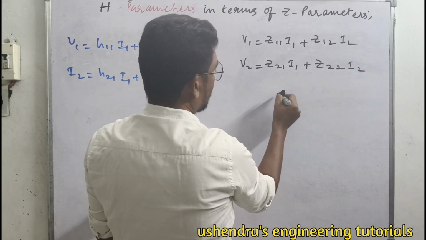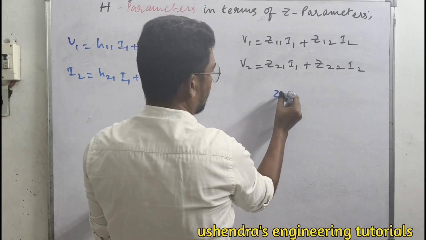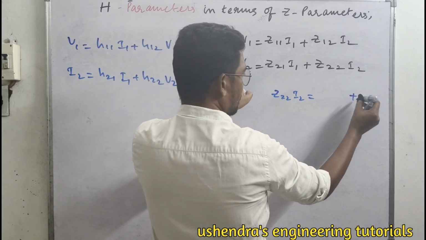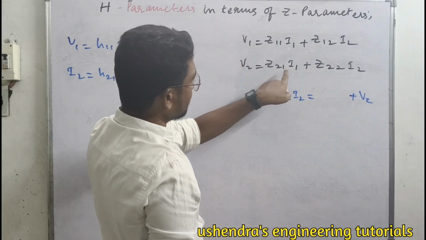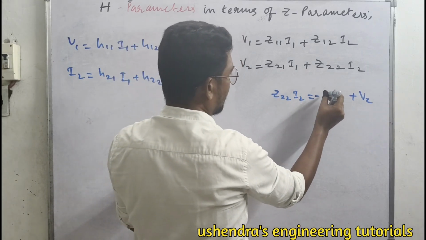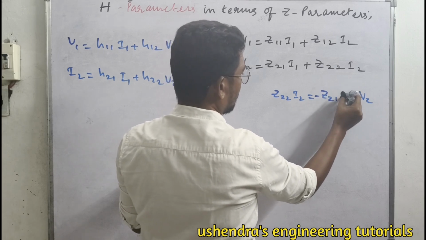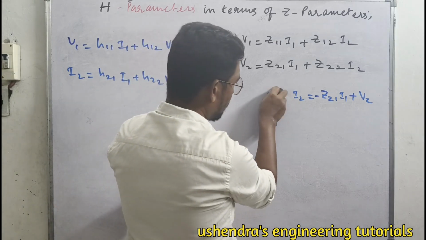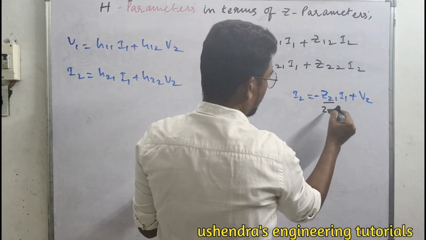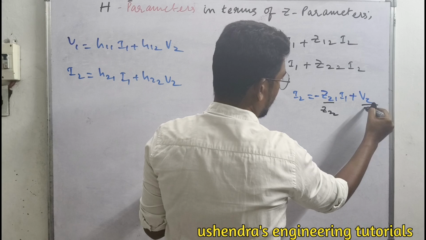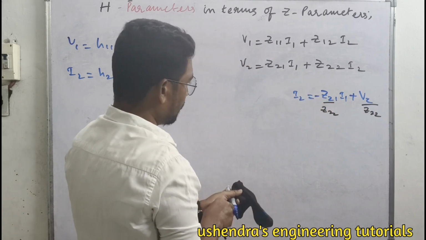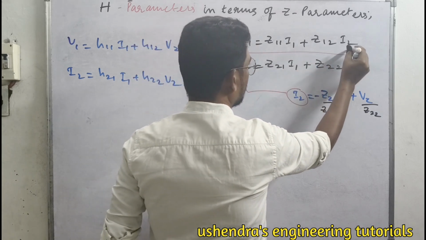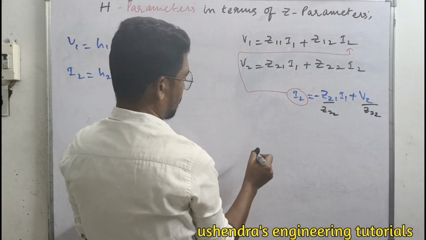So over here z22 i2 will be positive as it is, plus v2. Shifting this z21 i1 over this side, this will be minus z21 i1, and writing that expression for i2, this will be i2 equals v2 by z22 minus z21 i1 by z22. Now this expression for i2 is substituted over here, and let's see what happens with that substitution.